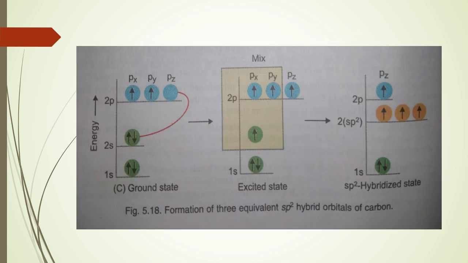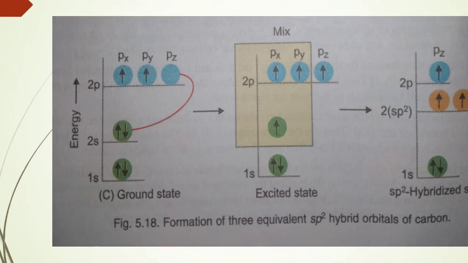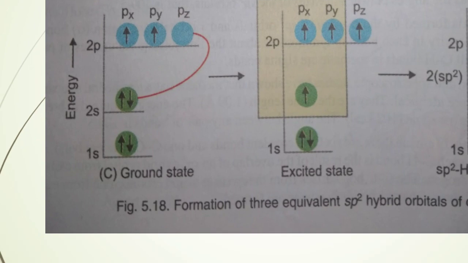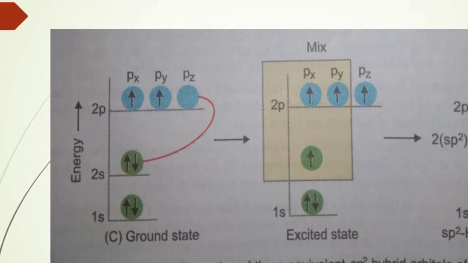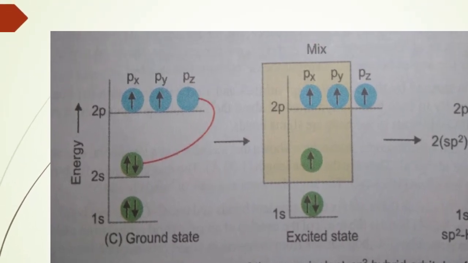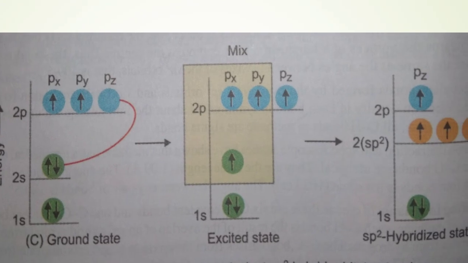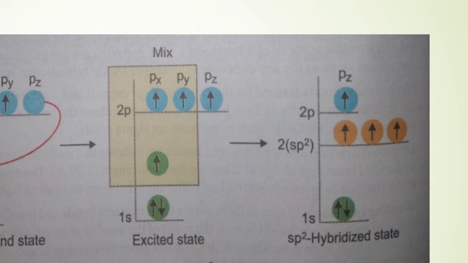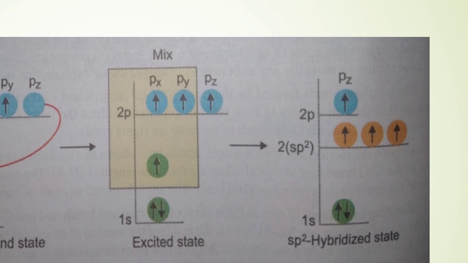This is how the formation of sp2 orbitals happens from the ground state. When we give energy to the carbon atom, the electron in the 2s orbital jumps to the 2pz orbital, and the one 2s orbital and 2 2p orbitals mix and interact with each other and form the 3 sp2 hybrid orbitals.